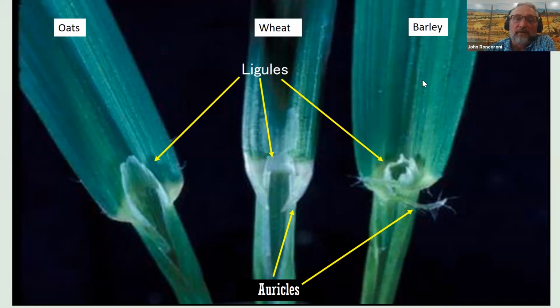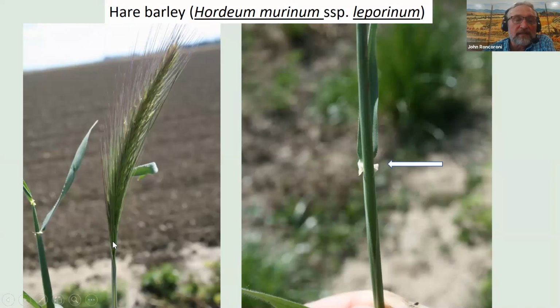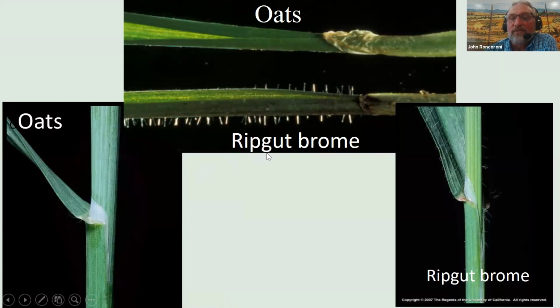So here we can see on this plant, and it is hair barley, the auricles right here. This is nice because I found a spot that had the seed head and the identifying auricles, long and clasping. This is one of the reasons that you want to be able to identify a plant early, and I'll show you some pictures later.